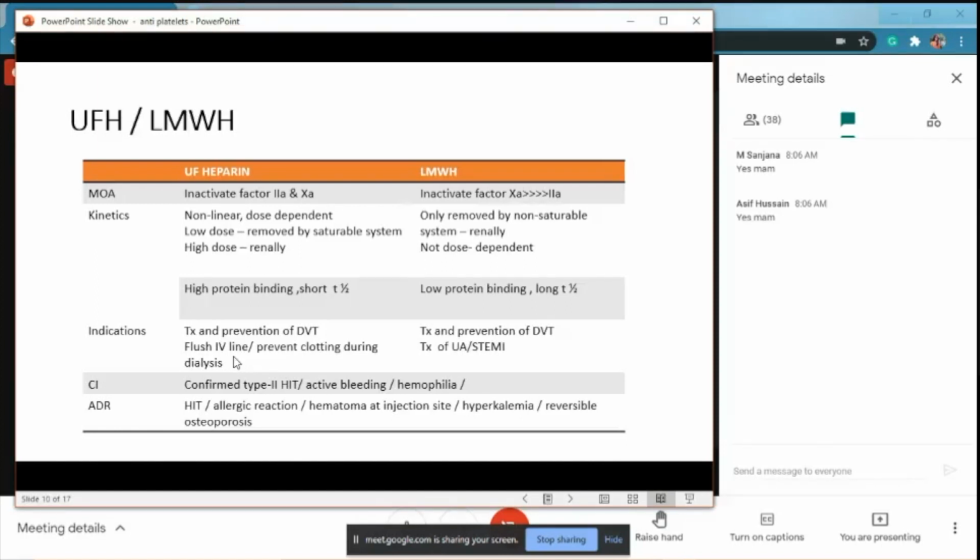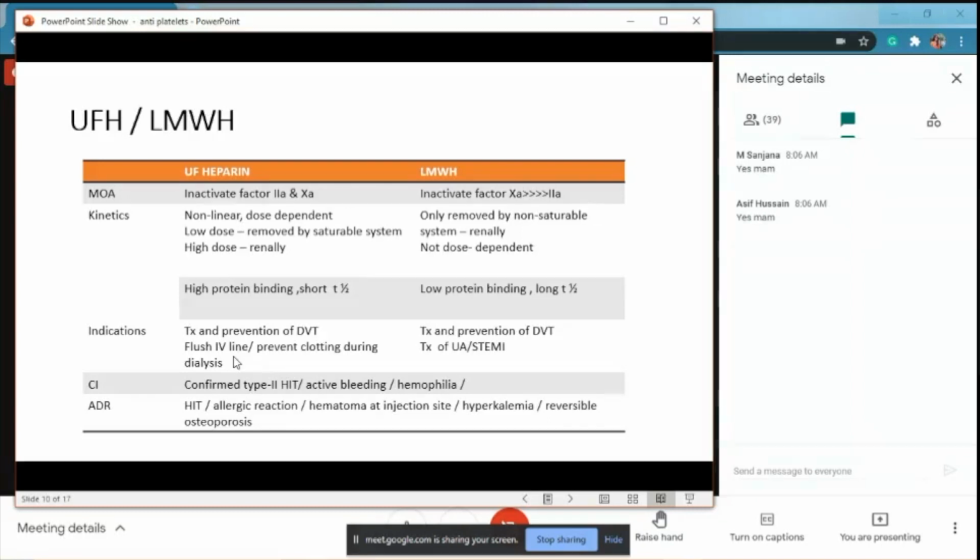It also prevents clotting during dialysis. And low molecular weight heparin we also use for the treatment of unstable angina and STEMI. We'll be discussing that in detail tomorrow, so you will get an idea. So for contraindications, it's really important to know HIT. We know what HIT is.